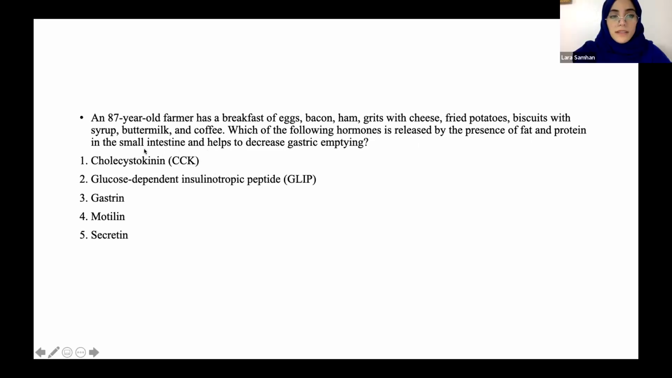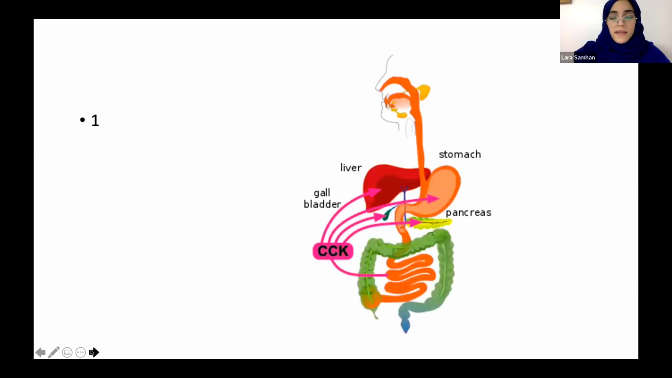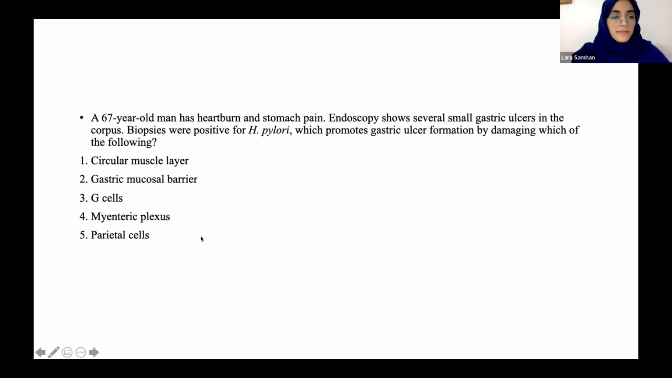Perfect, exactly, because it's going to be mostly produced from the small intestine. Excellent. Okay, so as we can see in here, CCK is going to be produced in different parts of the GI tract, mostly in the small intestine, and it helps significantly in the metabolism and digestion of the fats and the proteins. Amazing. Moving on to the next question.